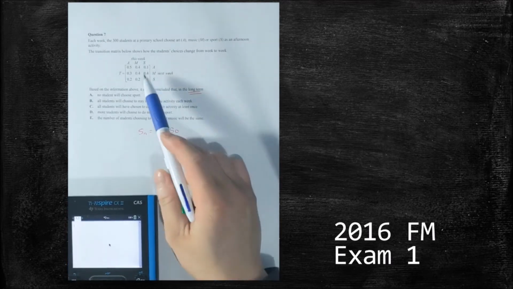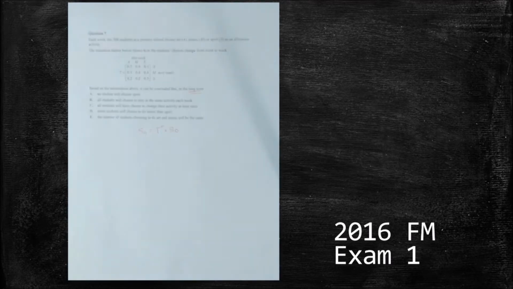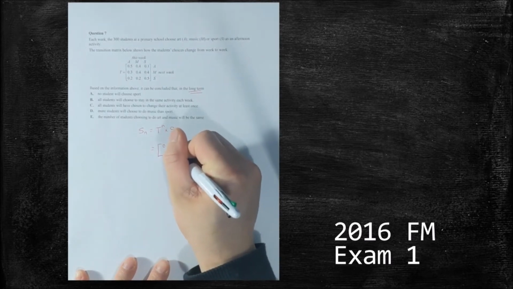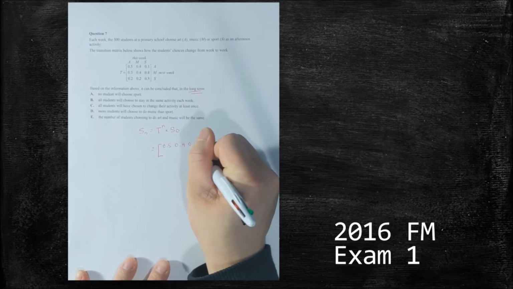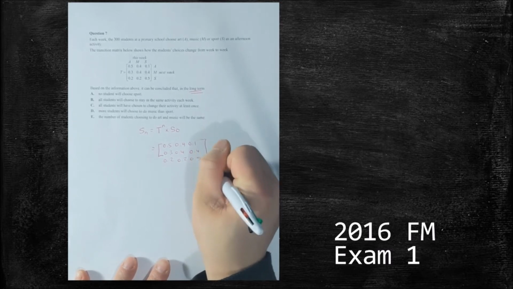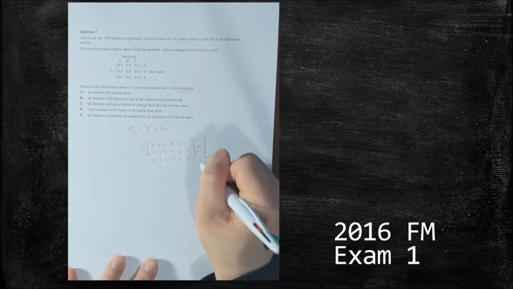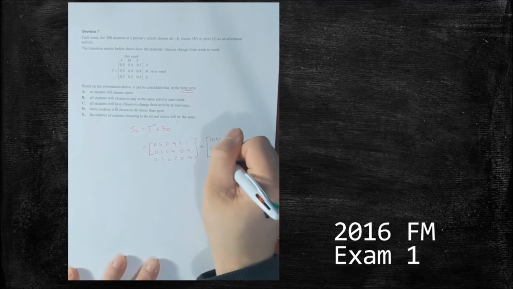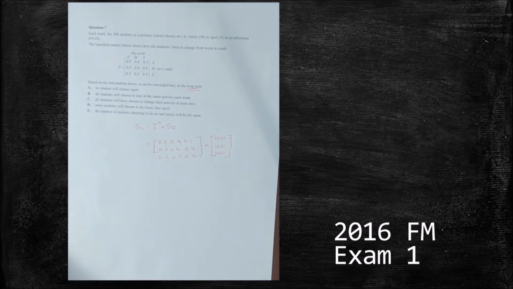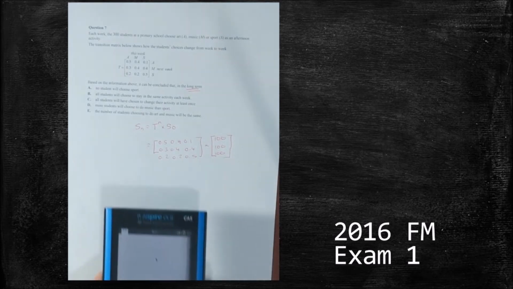We've got a transition matrix, that one. We don't know how many students pick art, music, or sport. However, in the long run, it doesn't really matter what we start off with. So we're going to put the transition matrix down, and we're going to multiply it by, let's say, 100, 100, 100. Once again, it doesn't matter what it is, because in the long run, it will all become the same anyway. So let's have a look.